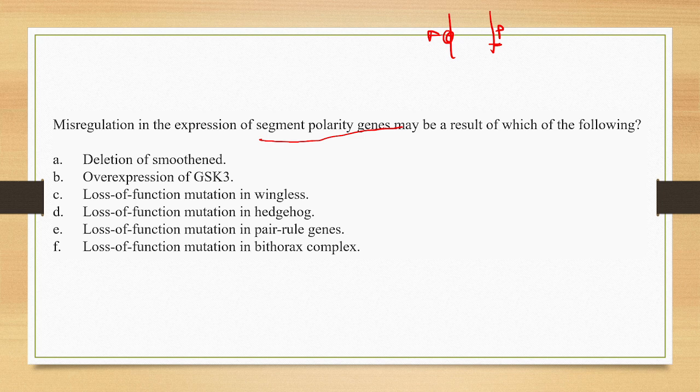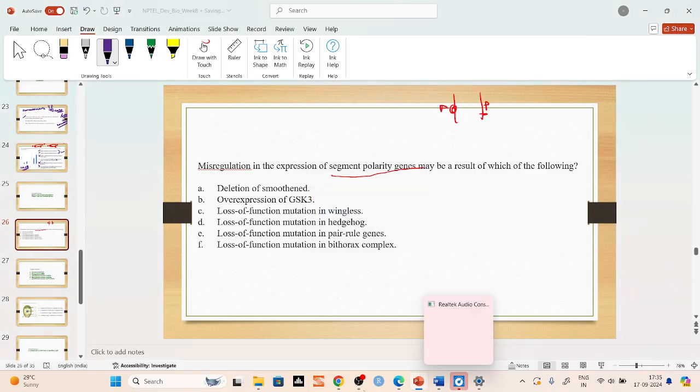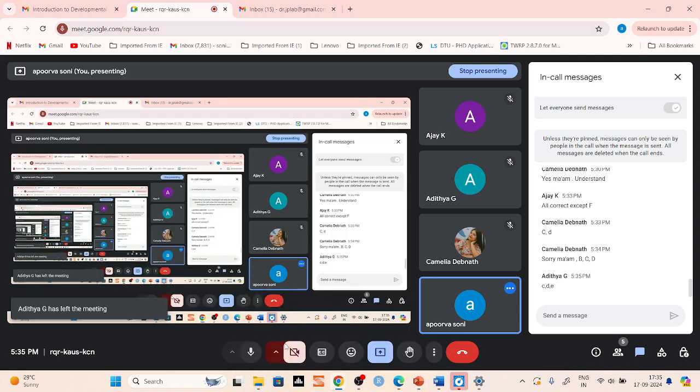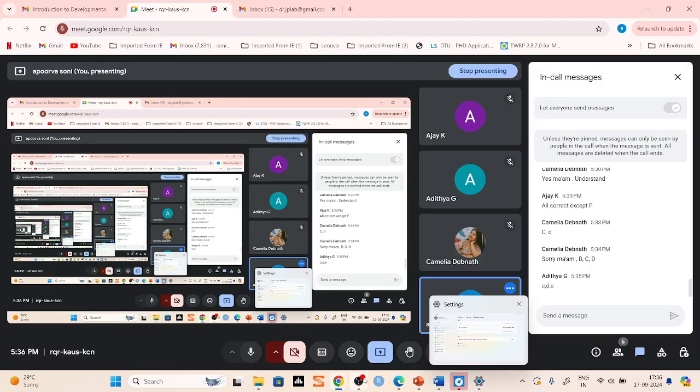So could you solve this question? Let me see. Okay, good. I think students have answered now. Ajay has answered all correct except F. Camelia has answered B, C, and D. And Aditya has answered C, D, and E. Okay, just let me see this. Just a minute.